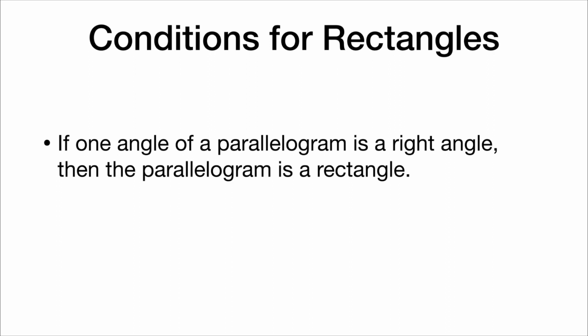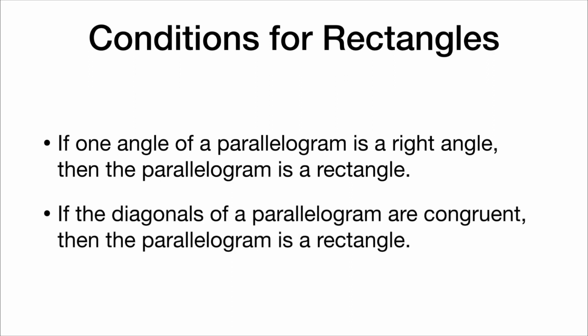If one angle of a parallelogram is a right angle, then the parallelogram is a rectangle. So if I have a parallelogram and just one of the angles is a right angle, then that parallelogram has to be a rectangle because the opposite angles will be congruent and the consecutive angles will be supplementary, meaning all of them have to be 90. If the diagonals of a parallelogram are congruent, then the parallelogram is a rectangle. So if we have any parallelogram where the diagonals are congruent, that only works when it's a rectangle.